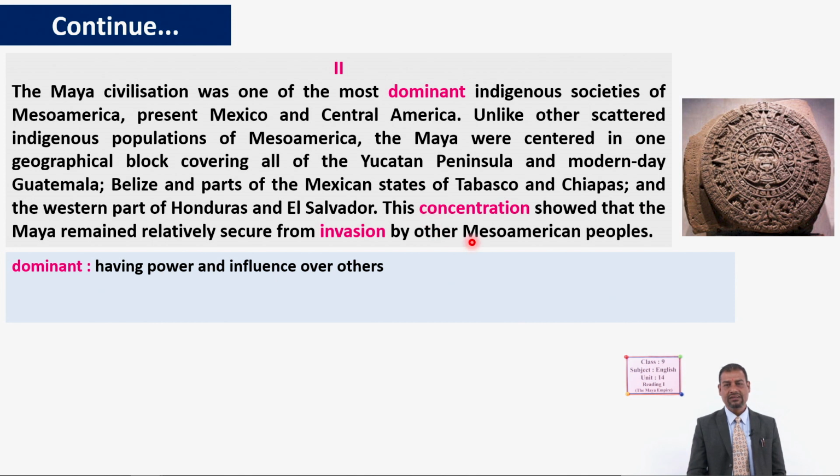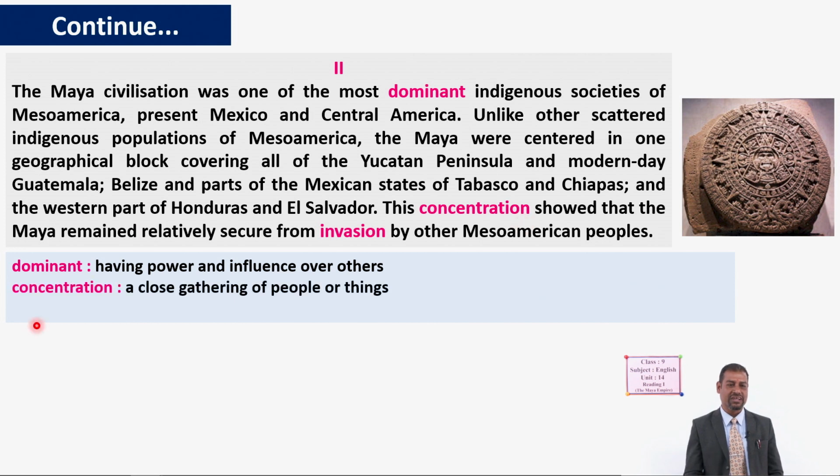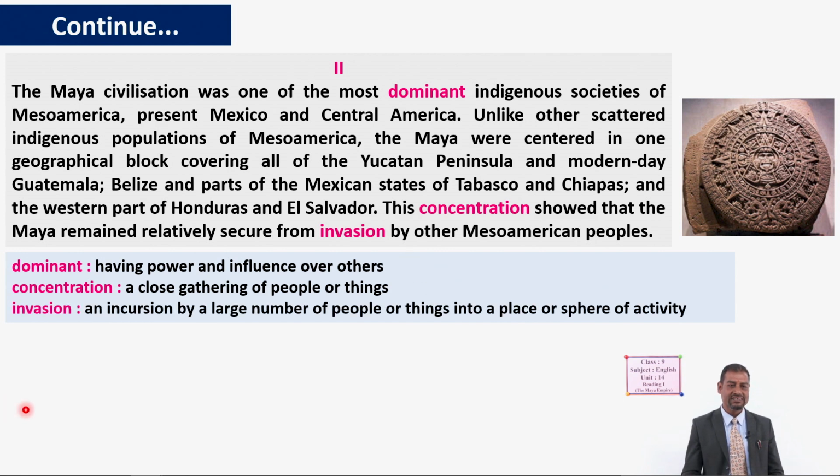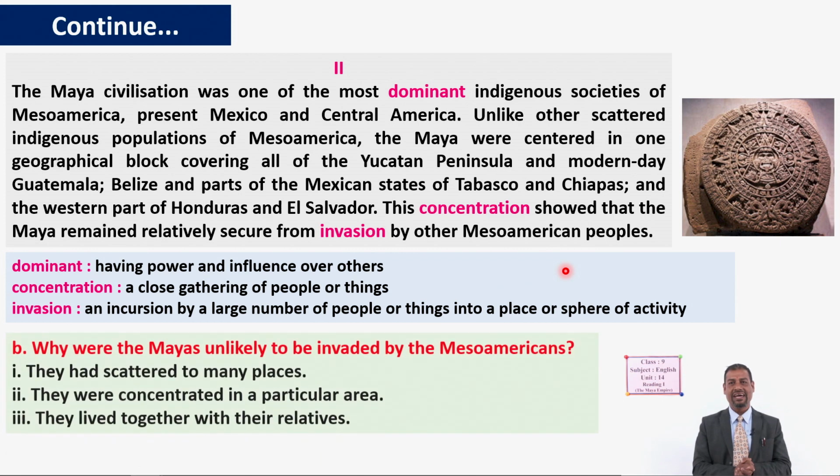Next word we have is concentration, C-O-N-C-E-N-T-R-A-T-I-O-N, concentration. So what does it mean again? Okay, let me tell you the meaning. A close gathering of people or things. Now we have one more word here, invasion, I-N-V-A-S-I-O-N, invasion. What does it mean? Yes, you are right now. It means an incursion by a large number of people or things into a place or sphere of activity. Have you got it?